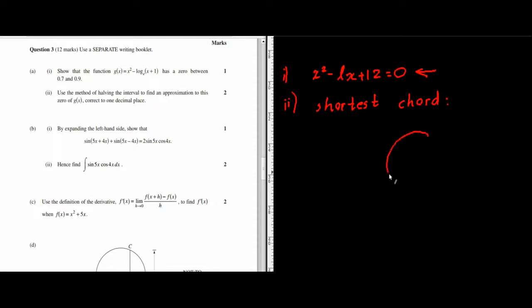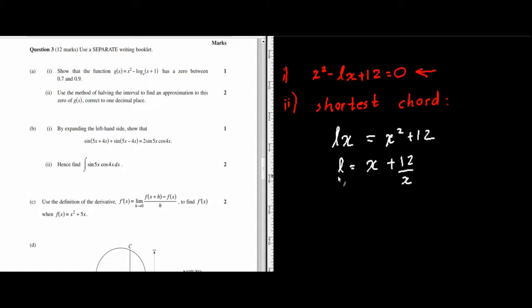in this circle, if I change the chord, even the length changes. So the length is not a constant, you need to realize that. That was a bad circle, but you get the idea. So what I need to do is make L the subject of this. Changing things around, I get Lx is equal to x squared plus 12. Therefore, dividing by x, L is equal to x plus 12 on x.